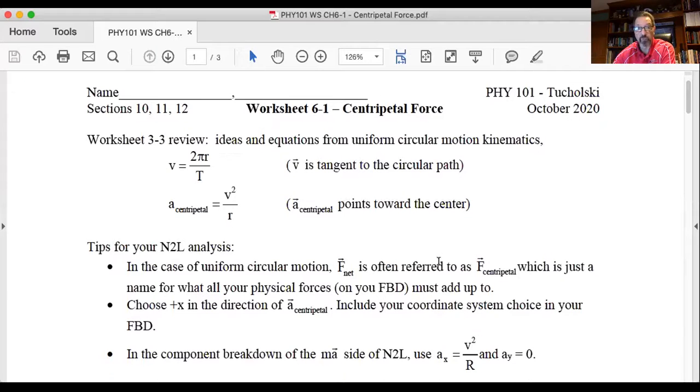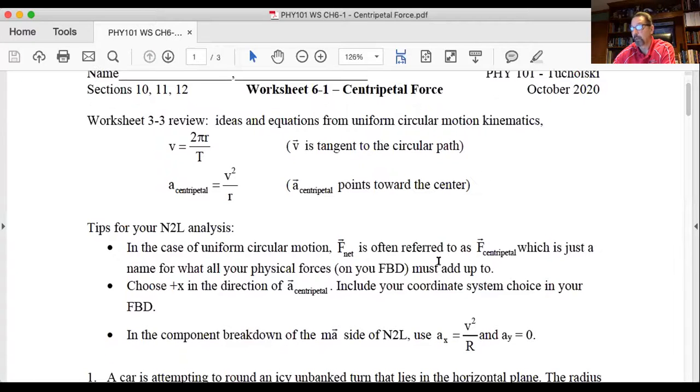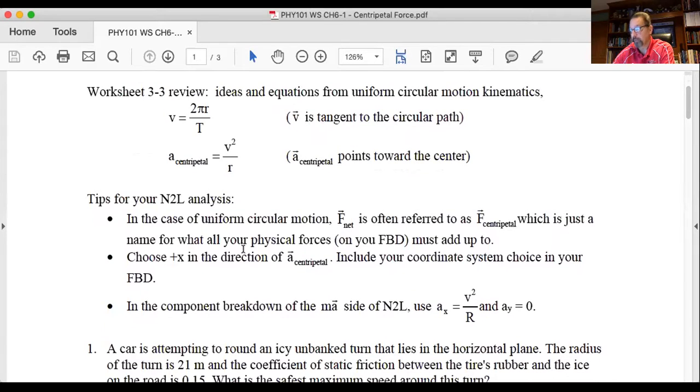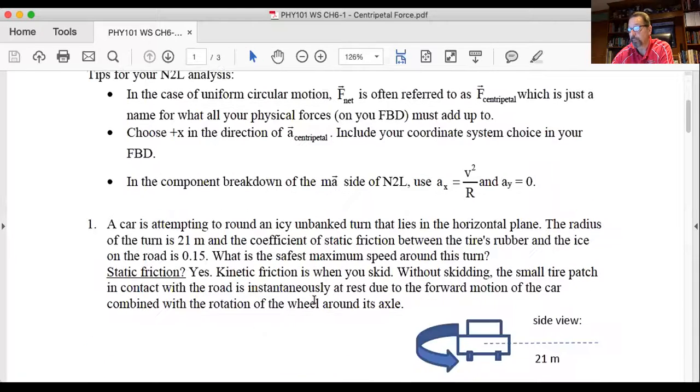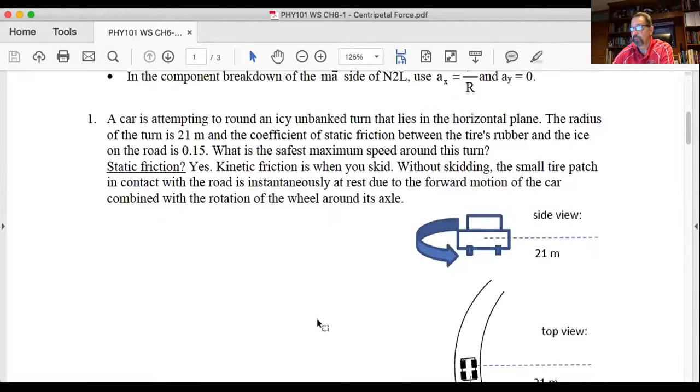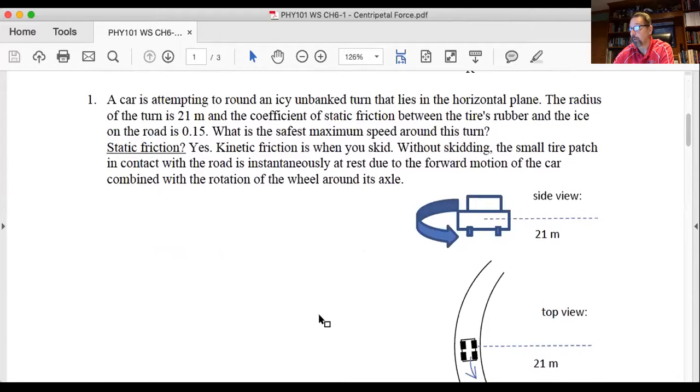I give you some advice in the worksheet today on the equation you need to get a velocity, what the centripetal acceleration is, things about doing your free body diagram. N2L is Newton's second law. Remember your acceleration: net force equals mass times acceleration. The acceleration we're going to use is velocity squared over r, okay? And the first group, I guess 3 groups, you'll be doing this problem. This is a horizontal problem.